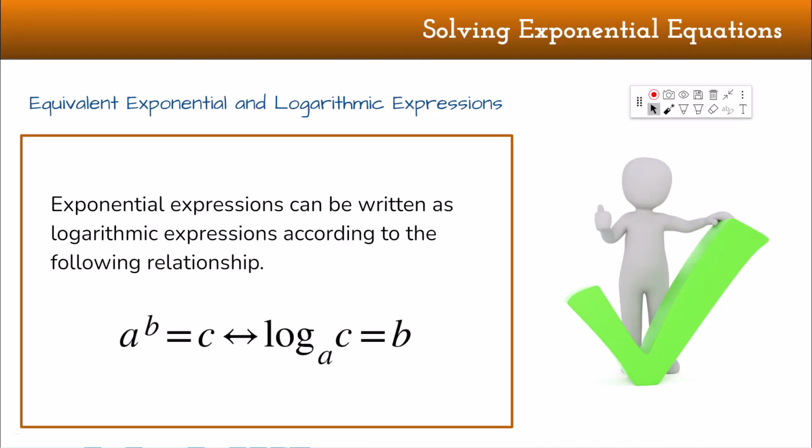Well, another way that we can solve exponential equations is to use the strategy where we convert the exponential form into a logarithmic form. So for instance, we can convert A to the B equals C into log base A of C equals B. So the base becomes the base of the log, C becomes the argument, and the exponent becomes what the log is equal to on this side.